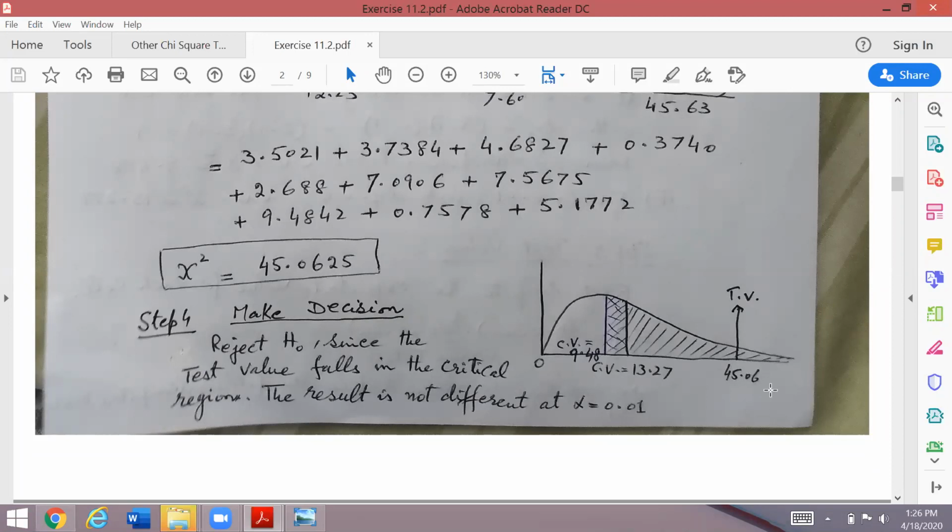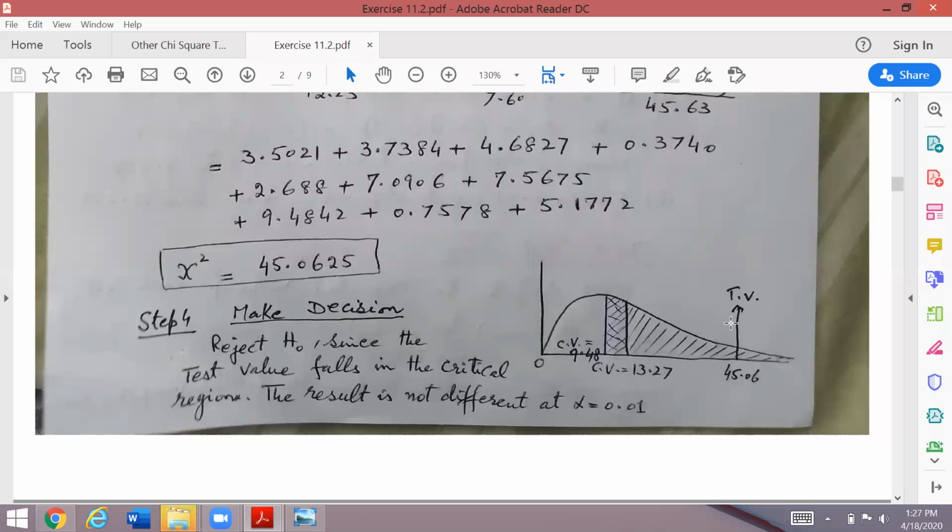As much as the value will be smaller, it will be close to zero, and as much as the value will be larger, you will move to the right side. Large values are always written on the right side. So your test value is falling in either case in the critical region. You look here in the figure. Whenever the test value falls in the critical region, there is only one yardstick to decide about the case, that you are to reject the null hypothesis. In every such case we had been using the same yardstick. So reject H naught since the test value falls in the critical region.